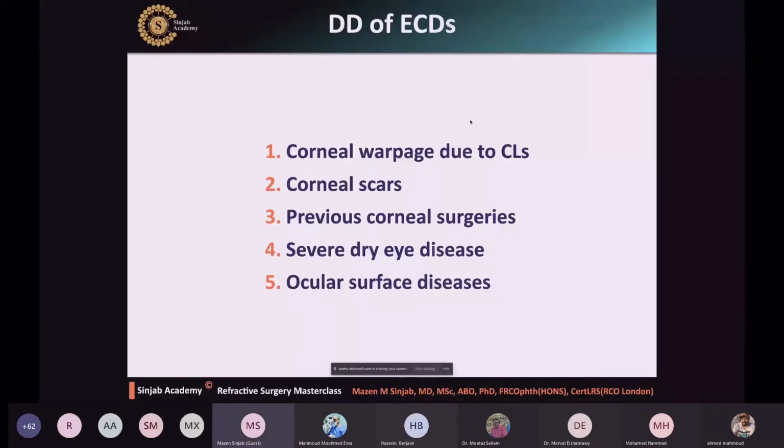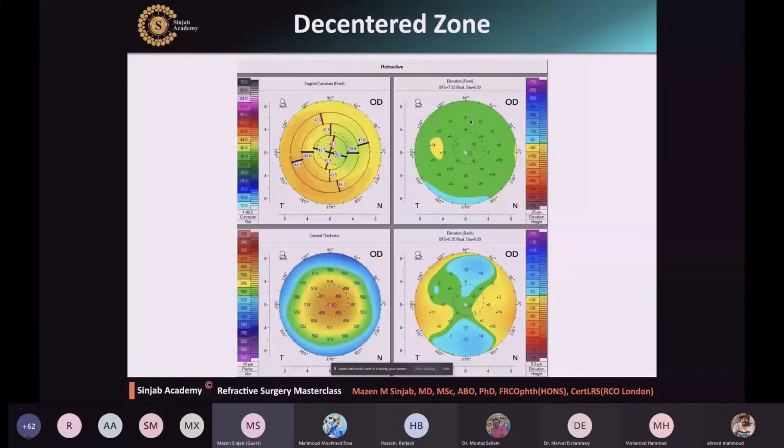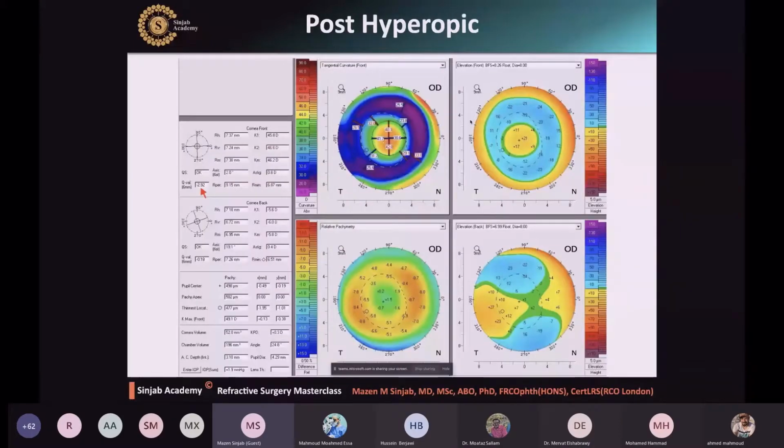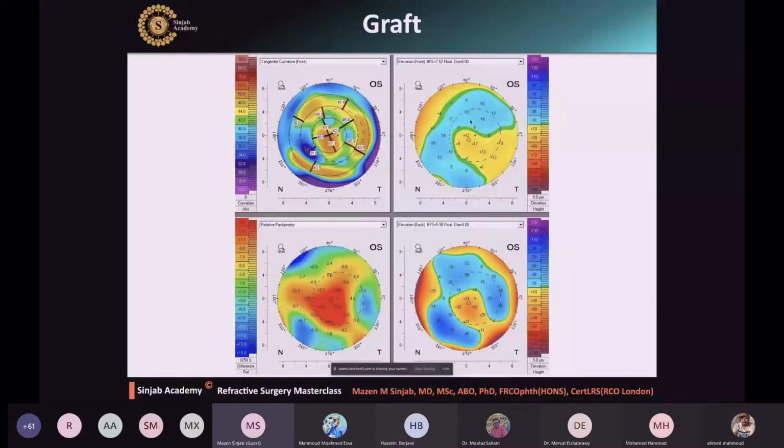For example, decentered zone after ablation. If you look at this, you may think that the inferior temporal steepening in the right eye of the curvature map is an ectasia, while it is not. It is just a decentered optical zone. This is post-hypermetropic treatment. This is not keratoconus, although it is showing like a cone. And this is after corneal graft. Irregularities, but it is not keratoconus.